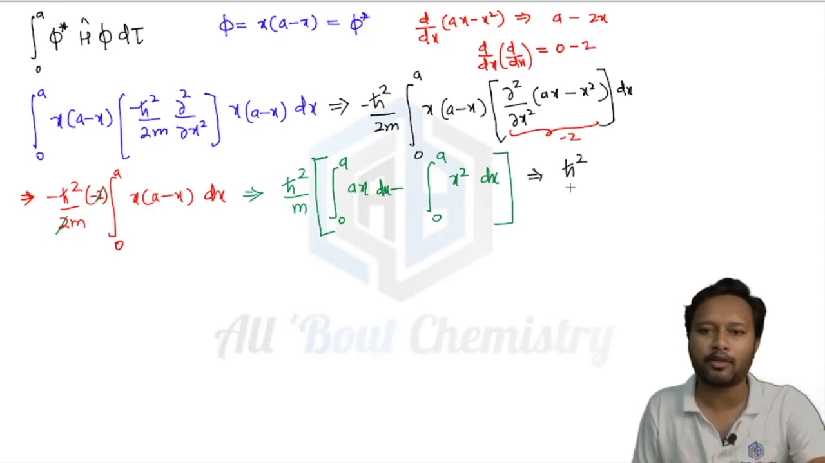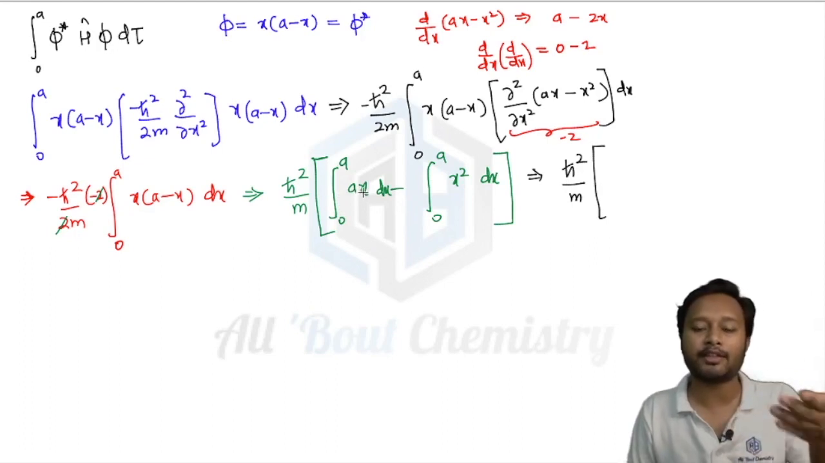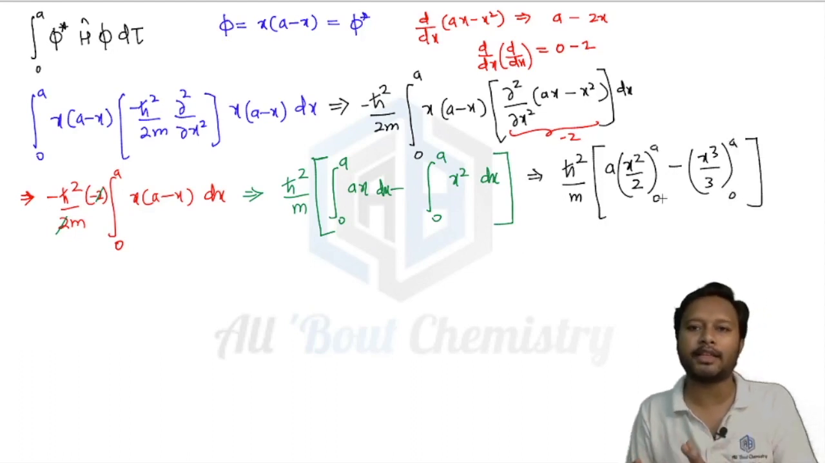You have got h cross square by m, and the integration of a, like a is a constant, so that won't get integrated. X, the integration of x is x square by 2. So, you got a and x square by 2, but here you have to put lower limit and upper limit, alright, minus this side you will be having x cube upon 3, lower limit and upper limit, that is all. You have just integrated and you have just done the most complicated part of the solution.